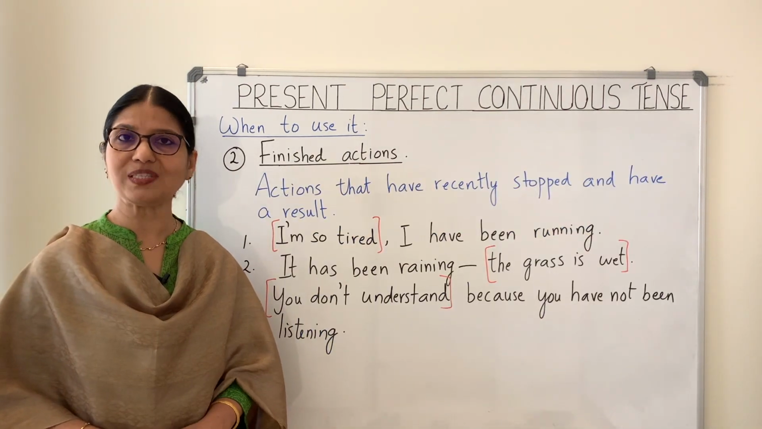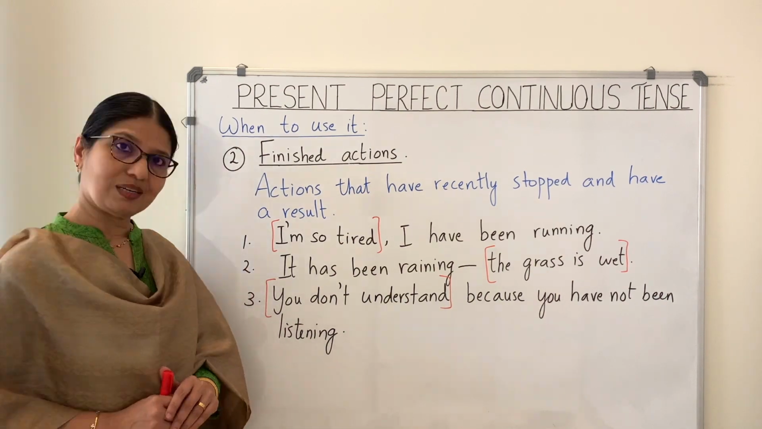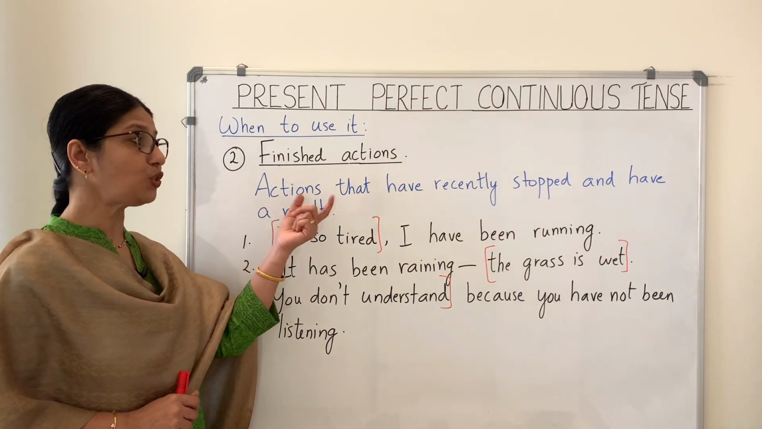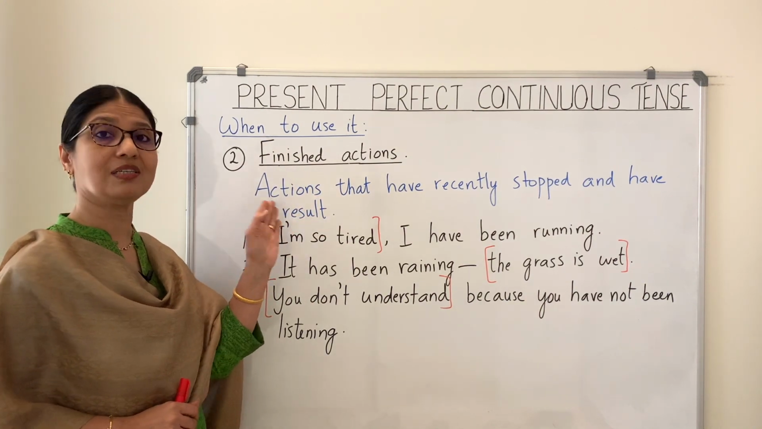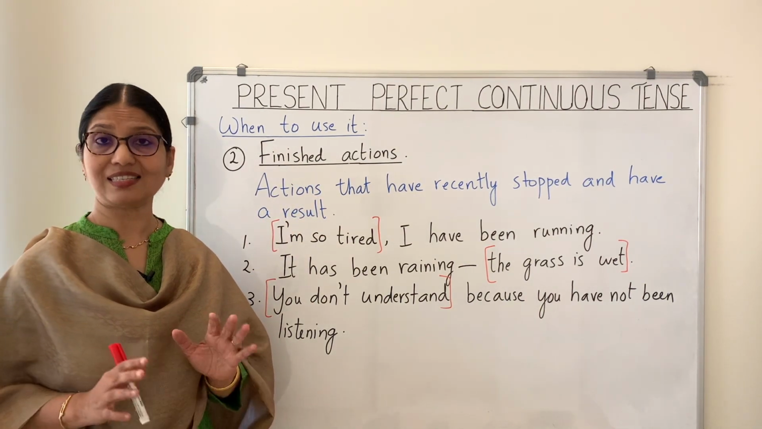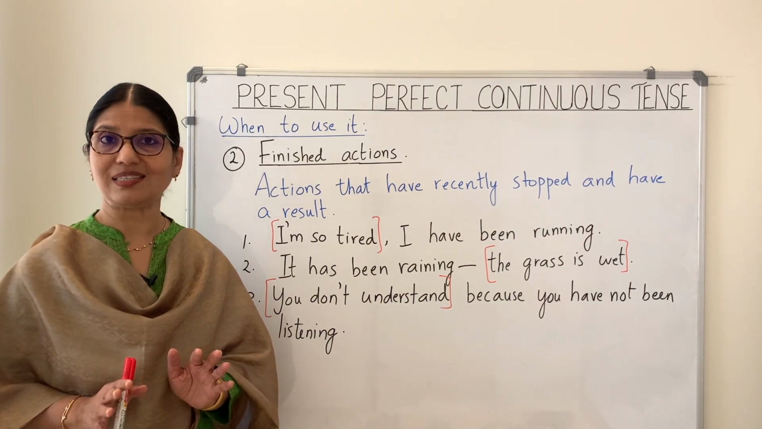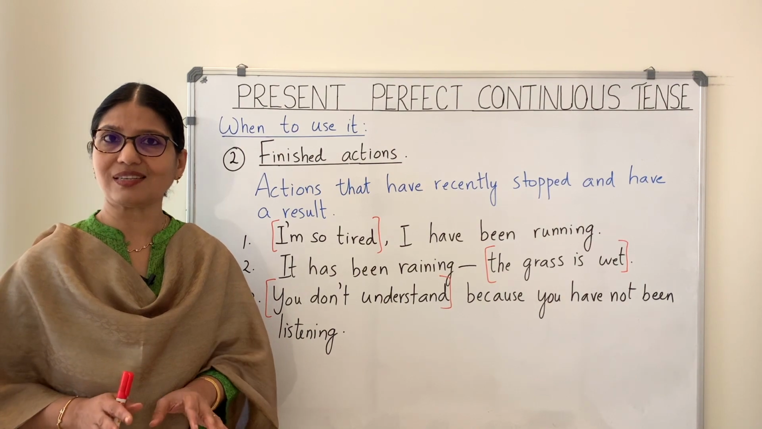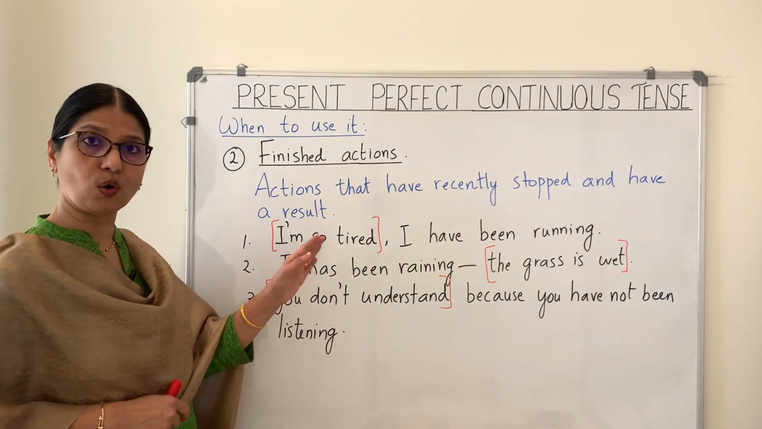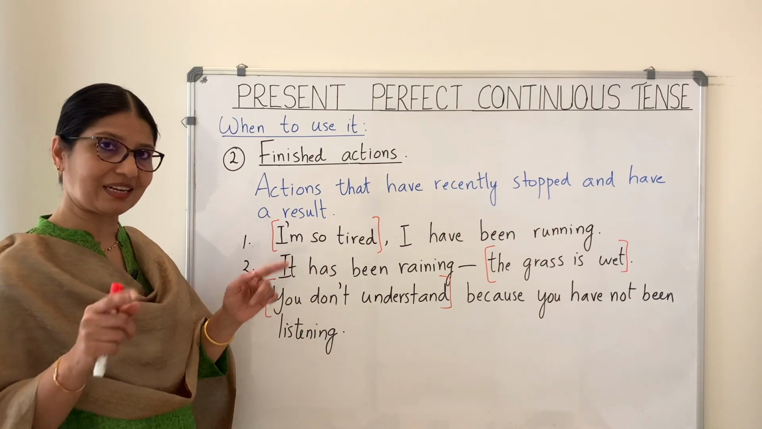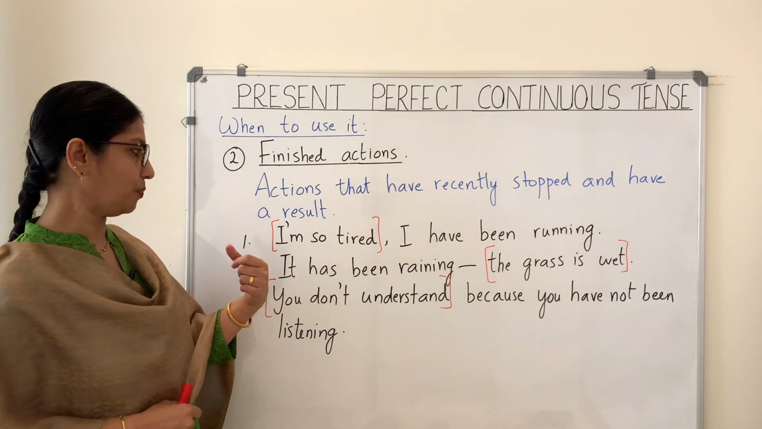We can also use the present perfect continuous tense to talk about finished actions. We use this tense to refer to actions that have recently stopped and have a result. Thus, in this case, the focus is on the result itself, and we can see or hear or feel this result in the present. So here I have 3 examples, and in all the 3 cases, I have bracketed the result itself.